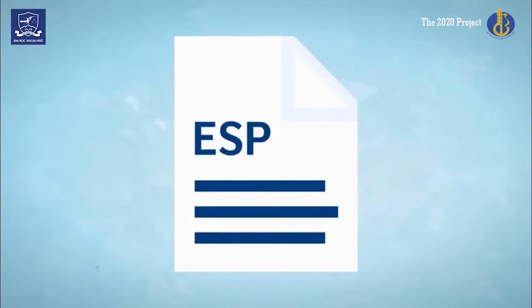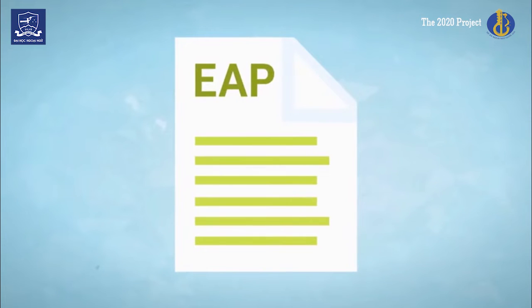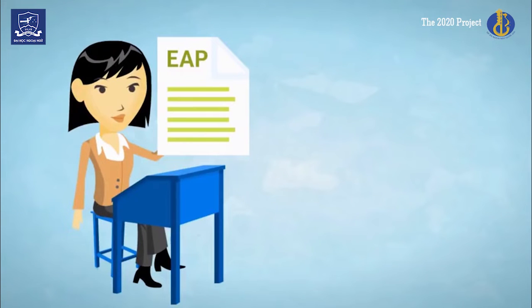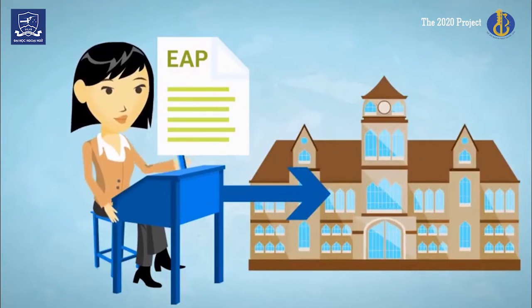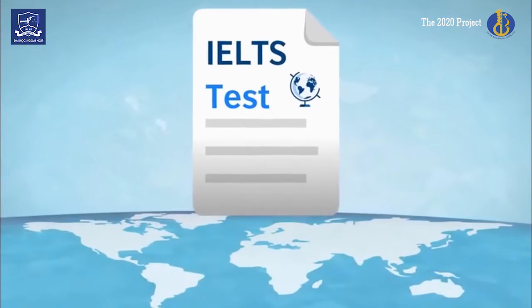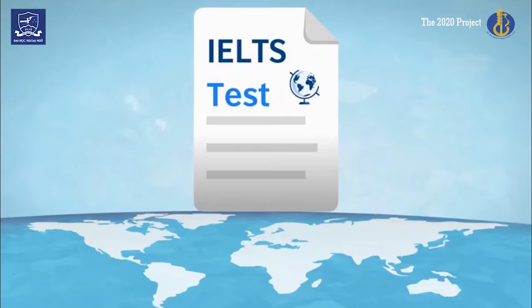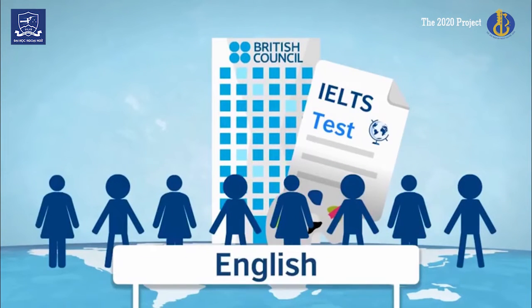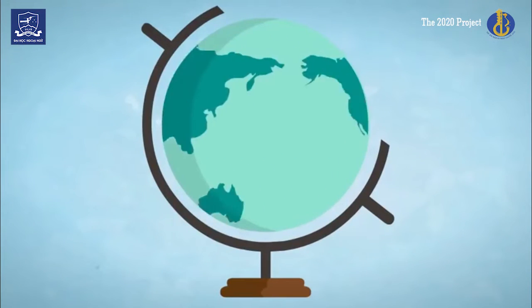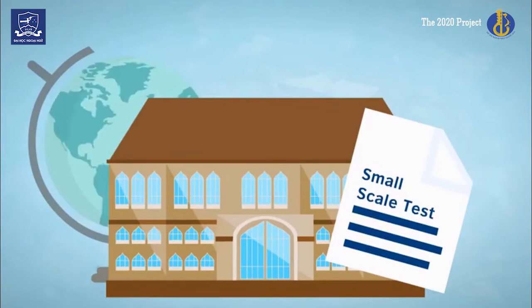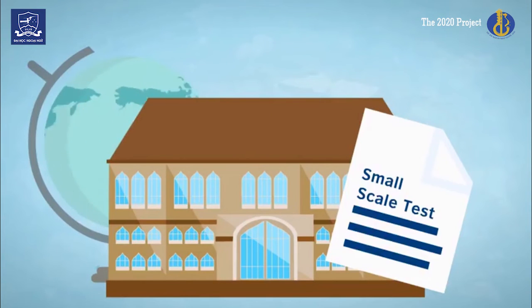A special type of ESP test is called an EAP, or English for Academic Purposes test. This is the type of test you'll need to take if you're applying to attend a university where the language of study is English. Right now, IELTS is the best-known international EAP test. It was originally designed by the British Council to assess the ability of candidates to study in English. Of course, there are other such tests around, large-scale international tests such as the TOEFL and smaller-scale tests developed by individual universities for their foundation or pre-sessional students.